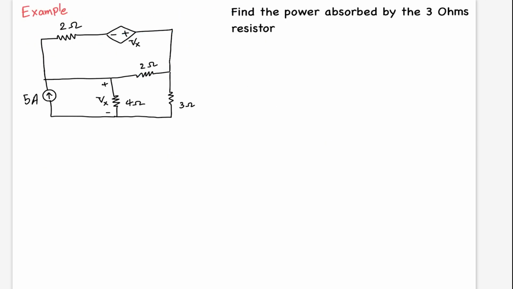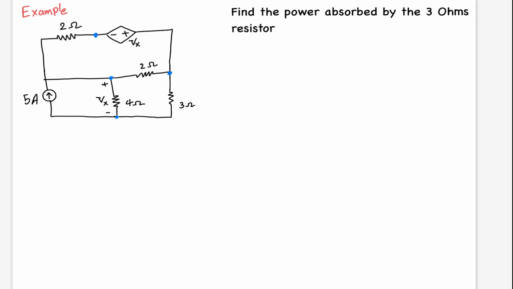This is the last example, and let's look at it. In this example, we need to find the power absorbed by the 3 ohm resistor. So with node voltage analysis, we need to find the nodes first of all. So let's look at what are our nodes. This is the first one. This is the second one. Third one. And this is the fifth.